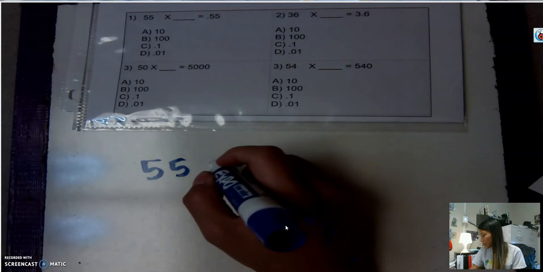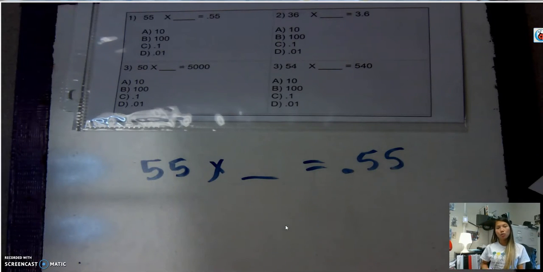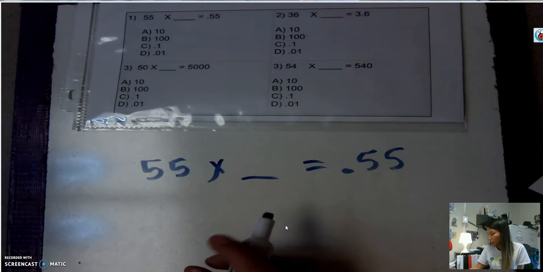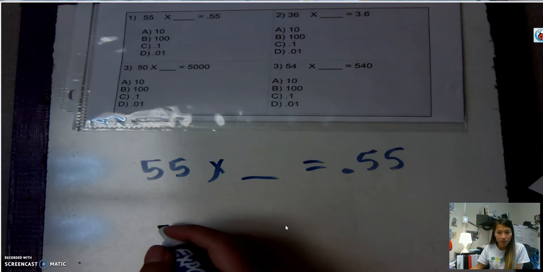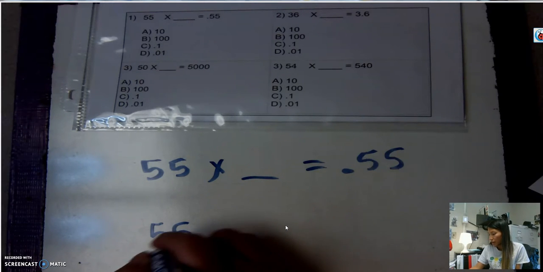Okay, so what I have right here is number 1. And I know that I have 55 times a number will give me 55 hundredths. Now when we think about this, we kind of think about multiplying with decimals. And remember, we relate a lot of decimals with fractions. So how can I convert 55 to a fraction? I will put it as 55 over 1.